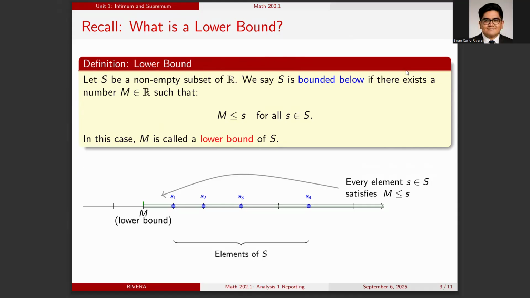For a lower bound, we define S as a non-empty subset of the real numbers again, and we say that S is bounded below if there exists a number M such that M is less than or equal to all the elements s in S. In that case, M is called a lower bound of the set S. In pictures, we can see here that M is less than all elements s1, s2, s3, and so on. Those are the elements of S, and you can see the banded green here is the set S.